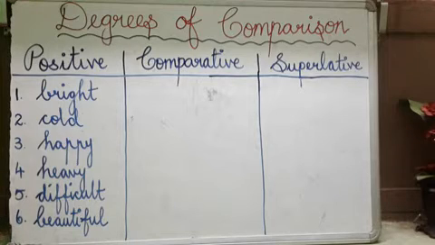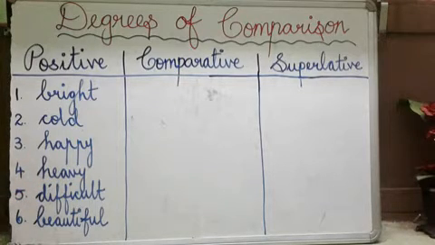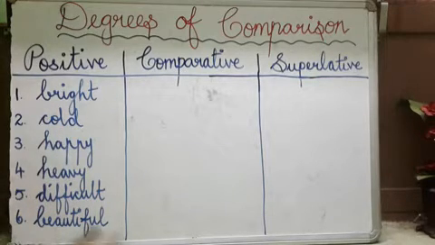Now, to form comparative and superlative with these adjectives that I have written in the positive degree, what do we have to do? We have to decide when to add er and est, and when to add more and most. When there are one or two syllables in an adjective, we add er and est. And when there are more than two syllables, you will add more for comparative and most for superlative.